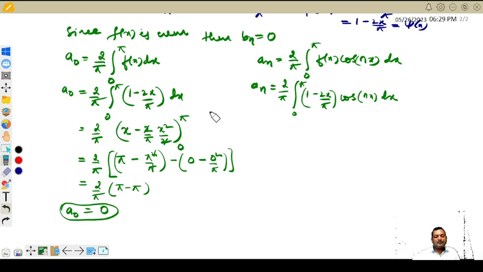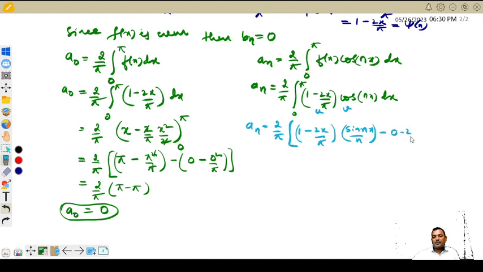Now, an is equal to 2 by pi, keep it as it is. We know the Bernoulli's rule. Students, I just apply it directly for the integration of a product of two functions, uv. First function is 1 minus 2x by pi. Integration of cos nx is sin nx by n, minus differentiation of first function. The differentiation of 1 is 0, minus 2x by pi is minus 2 by pi.